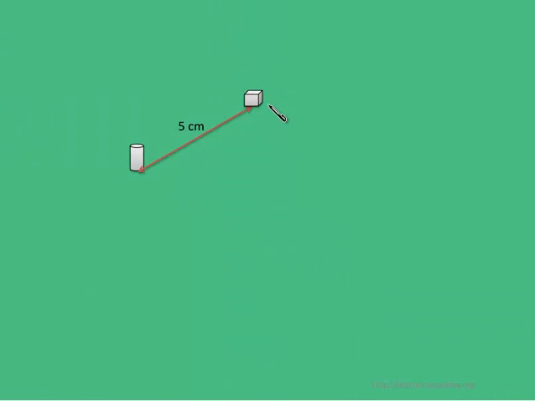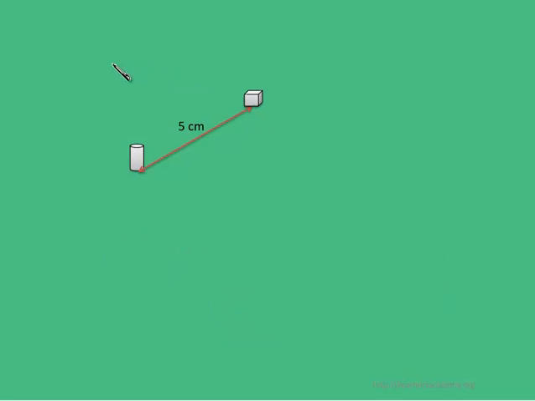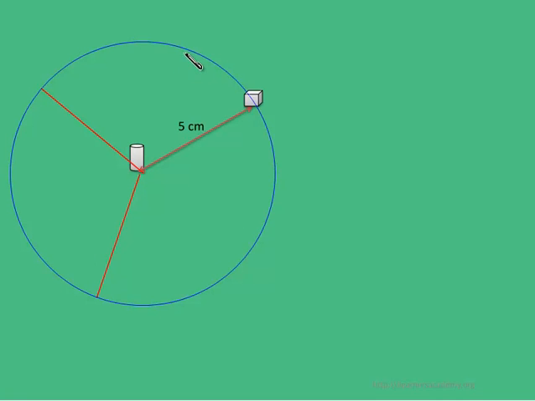So how do we, in a case like this, express the position of this block? We can't simply say it's 5 centimeters away from the cylinder. Note that in the previous cases we were able to say that it's 5 centimeters to the right of the cylinder, but here it's neither to the right nor the left, nor is it above or below. So simply saying that it's 5 centimeters away opens up to the possibility of it being anywhere along a circumference of a circle of radius 5 centimeters whose center is right here. So simply saying that it's 5 centimeters away means that it could be anywhere along this blue line.